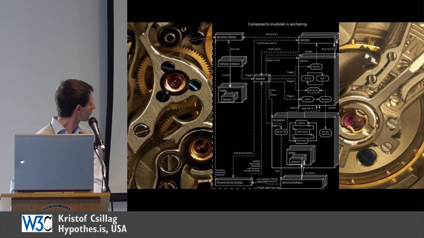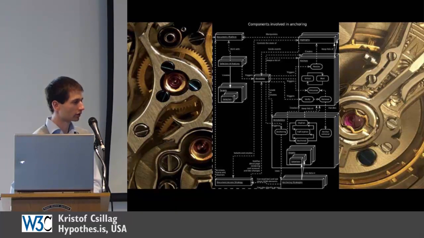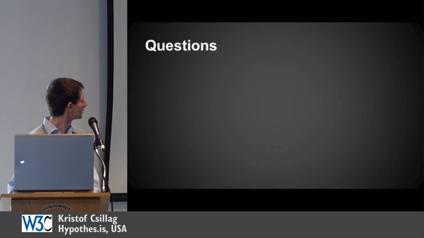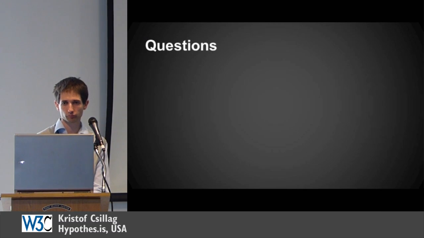Okay, and this is the picture showing how the different parts of the architecture work together, like annotations and anchors and highlights and matching strategies and document access strategies, all that kind of stuff. Those are implementation details. If you are interested, we can talk about that later. And thank you for the attention.